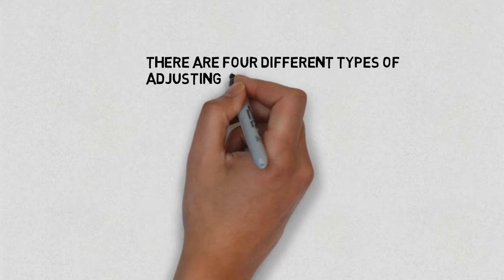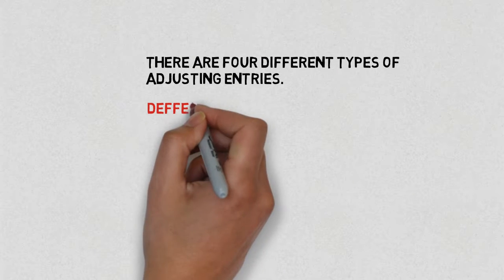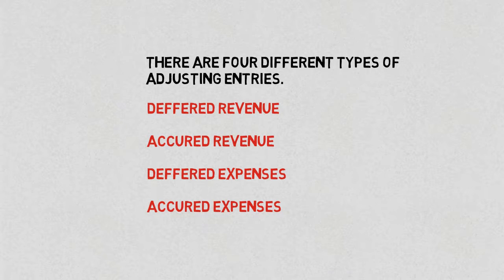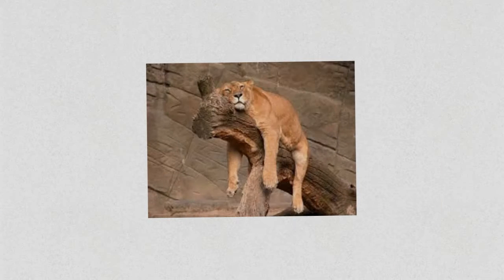There are four different types of adjusting entries. They are deferred revenue, accrued revenue, deferred expenses, and accrued expenses. For the purpose of this video, we'll only be focusing on revenue. Yes, I do know what you're thinking.